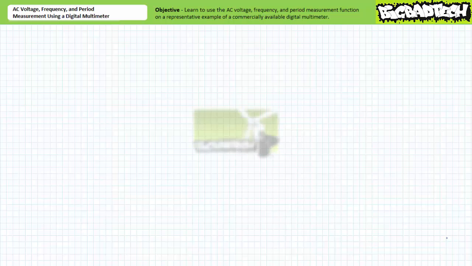If you recall, way back in the Basic Electronics 1 DC Circuit Analysis playlist, I introduced various functions of the DMM, including the ohm meter, the DC voltmeter, and the DC ammeter. Today we'll continue in this fashion to explore additional functions offered by most commercially available DMMs, including the AC voltage, frequency, and period measurement function.